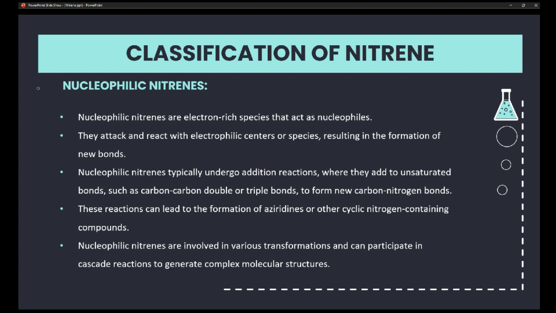Nucleophilic nitrenes. Nucleophilic nitrenes are electron-rich species that act as nucleophiles. They attack and react with electrophilic centers or species, resulting in the formation of new bonds. Nucleophilic nitrenes typically undergo addition reactions, where they add to unsaturated bonds such as carbon-carbon double or triple bonds to form new carbon-nitrogen bonds. These reactions can lead to the formation of aziridines or other cyclic nitrogen-containing compounds. Nucleophilic nitrenes are involved in various transformations and can participate in cascade reactions to generate complex molecular structures.